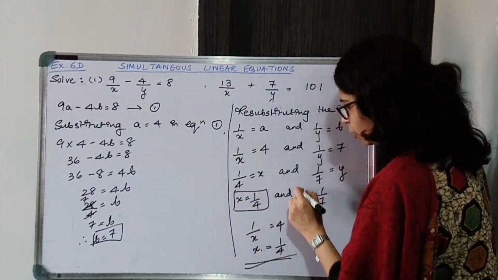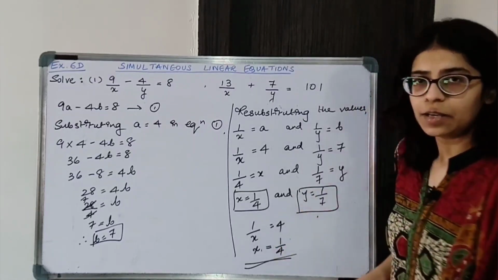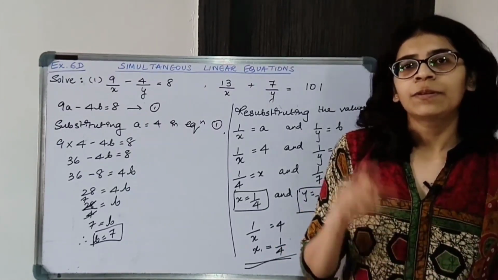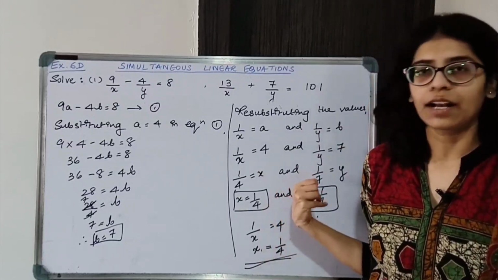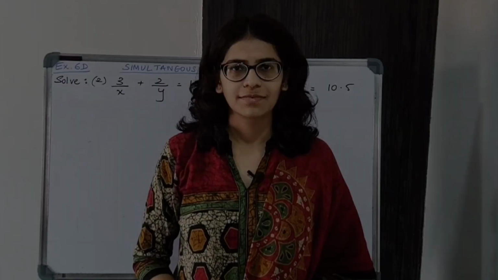Now we got the values of x and y. Just write down the final statement. X is equal to 1 by 4 and y is equal to 1 by 7.